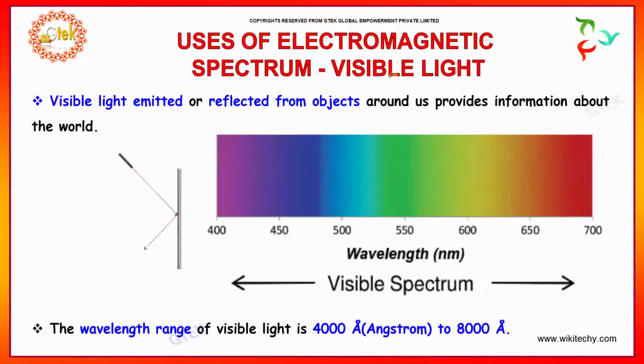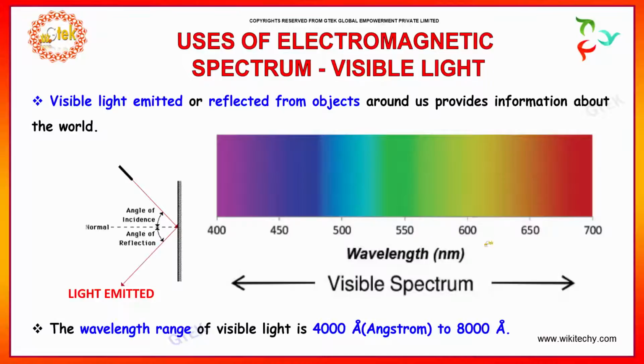Visible light, that's interesting, right? The visible light emitted or reflected from objects around us provides information about the world. This is your visible spectrum: violet, indigo, blue, green, yellow, orange, and red. The wavelength range of visible light is 4000 angstrom to 8000 angstrom.